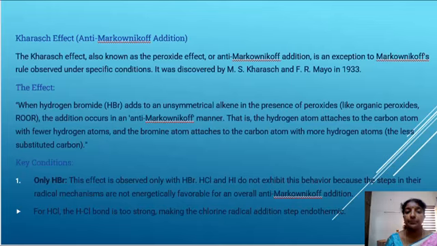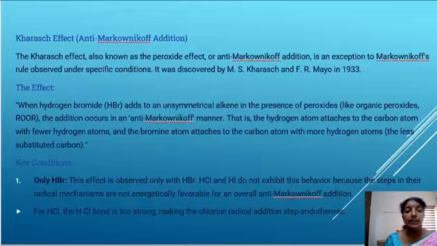What is Karash effect? When hydrogen bromide adds to an unsymmetrical alkene in the presence of peroxide, like organic peroxide, the addition occurs in an anti-Markownikoff manner. That is, the hydrogen atom of the reagent goes to the carbon atom with fewer hydrogen atoms, and the bromine atom goes to the carbon atom with more hydrogen atoms, that is the less substituted carbon.